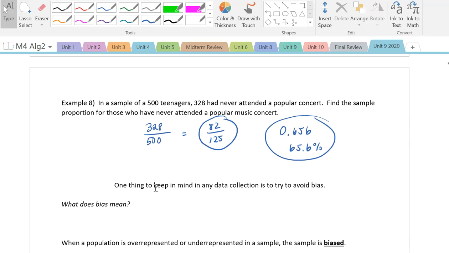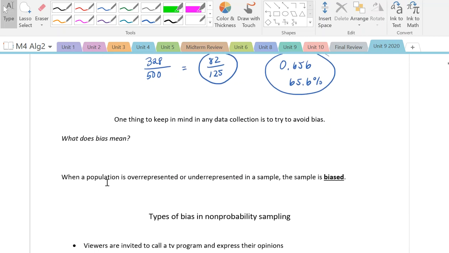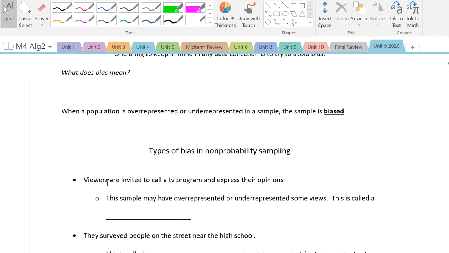So if I were to sample our class, I would be overrepresenting freshmen and sophomores and underrepresenting upperclassmen like juniors and seniors. I would also be overrepresenting people who are in honors mathematics and underrepresenting people who are in college prep or regular math. So there's a couple of types of non-probability sampling.